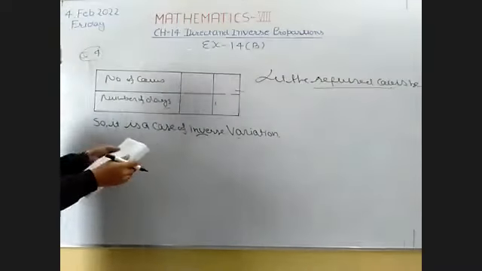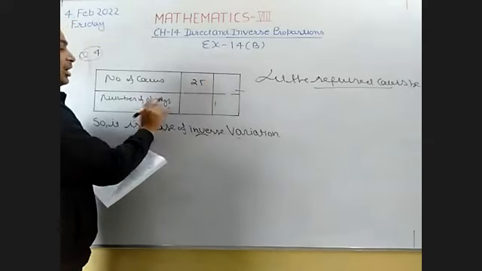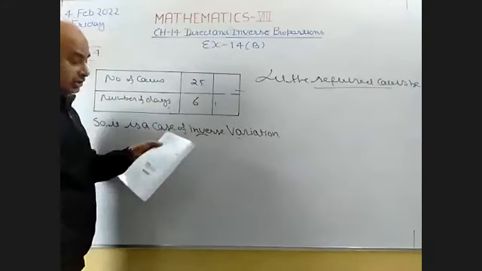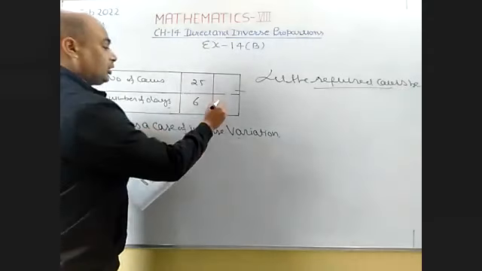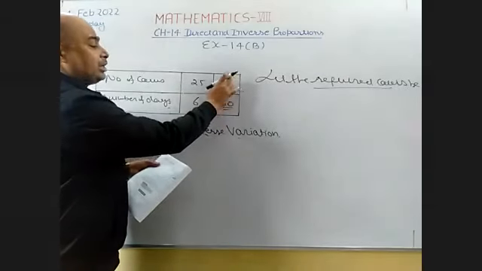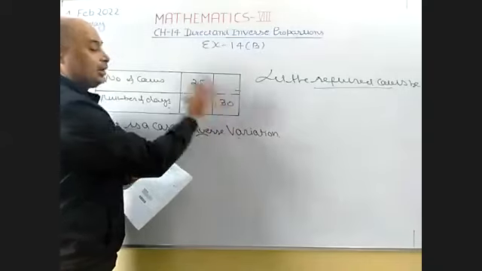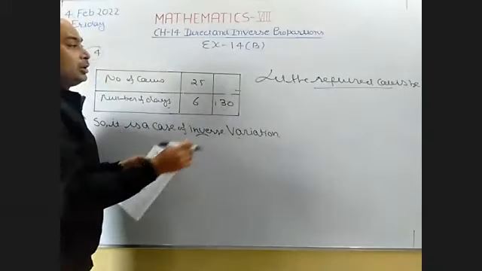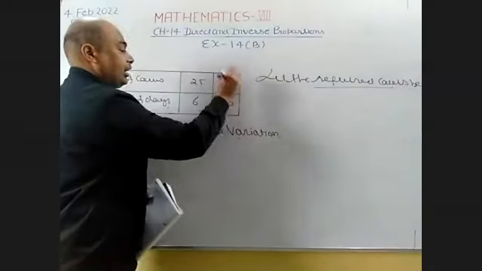When the number of cows is 25, they are going to graze the field in 6 days. It is given in the question. How many cows will graze the same field in 30 days? So now I write here 30 days. Now the days are going to be increased. Let the required cows be X, so write X here.